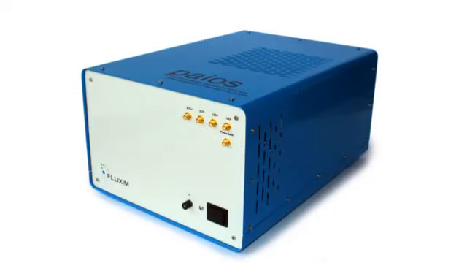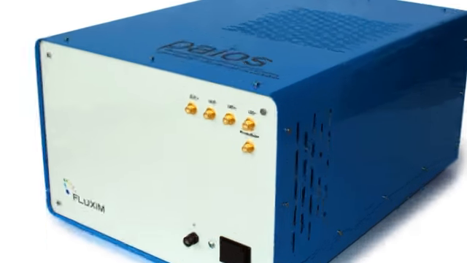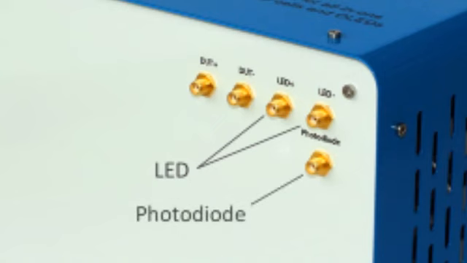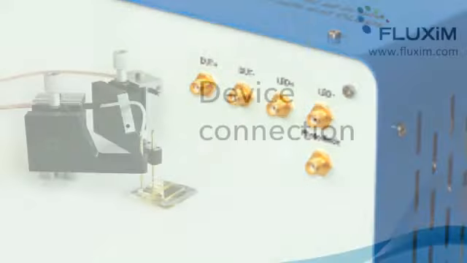Here you see the Paios measurement system. It has dimensions of 40 times 30 times 20 centimeter. And here you see the Paios connections. So here the LED is connected, the photodiode, and here the device. There is an option for multiplexing, and in the case of multiplexing you can connect 4 devices in parallel.